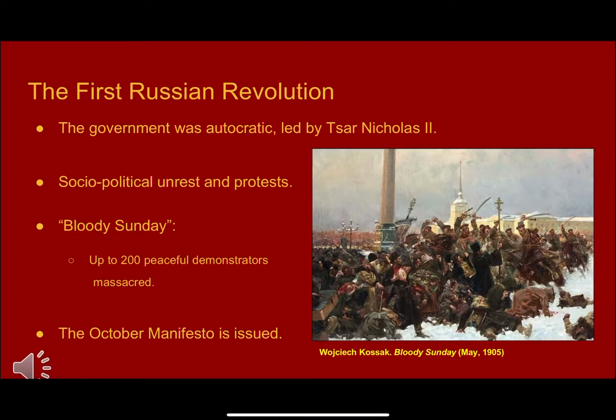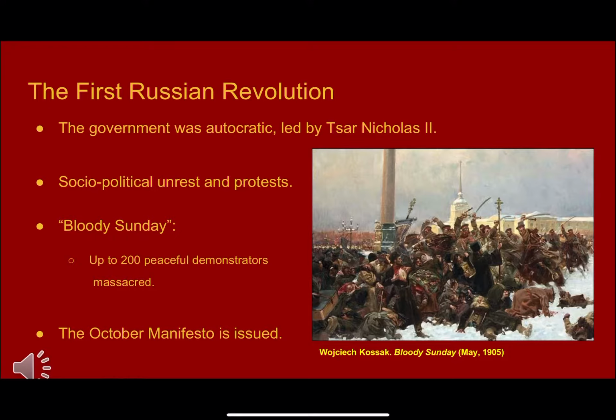A hallmark of this revolution is a day referred to as Bloody Sunday, during which up to 200 peaceful demonstrators were killed by Russian soldiers. This was a major catalyst in transforming the Russian autocracy into a constitutional monarchy. Following these, Nicholas II issued the October Manifesto, promising civil liberties and an elected parliament known as Duma.